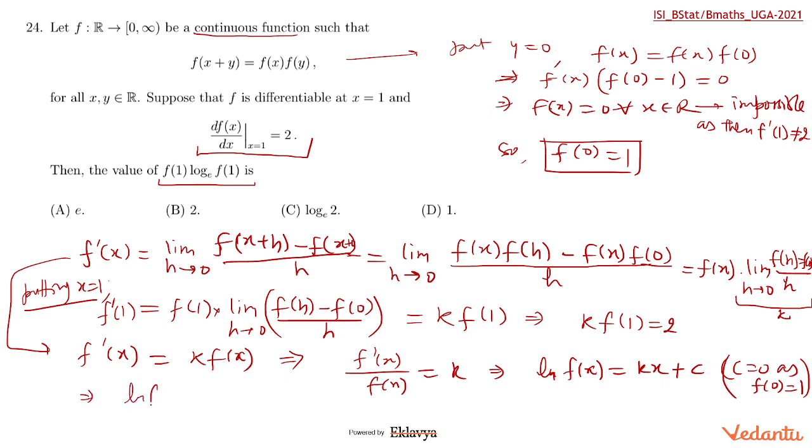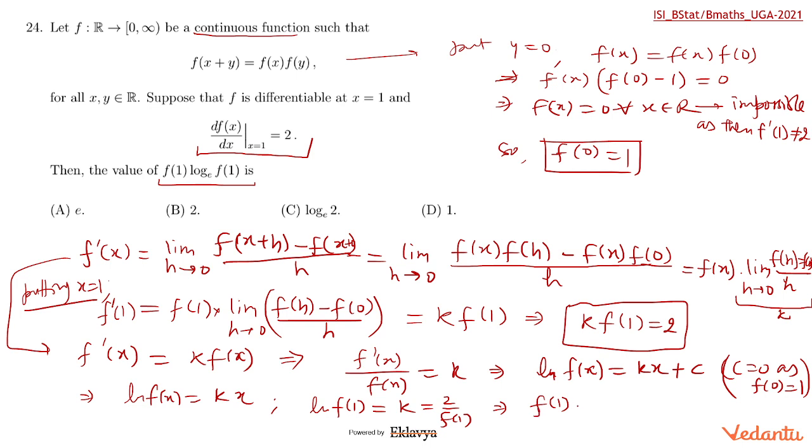We got ln Fx to be Kx. So again putting x as 1, ये आ गया ln F1 is K, and K is basically 2 by F1 from here. So यहाँ से आ रहा है F1 into ln of F1 is equal to 2. So 2 must be the answer to this question. Was asked F1 into ln of F1, the answer must be option B. So 24 का answer B है.